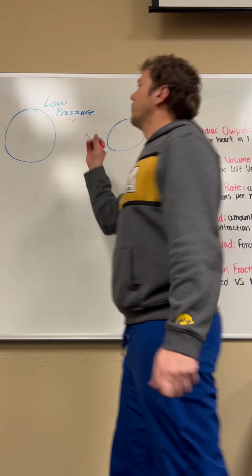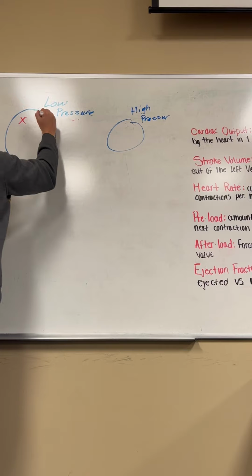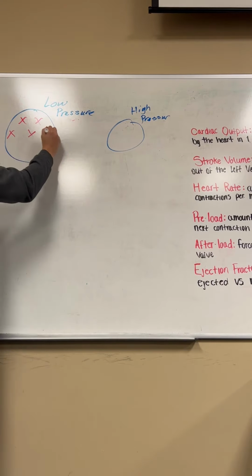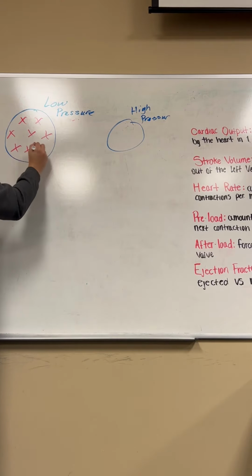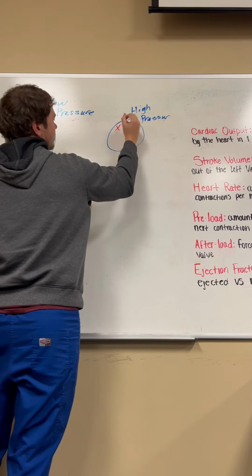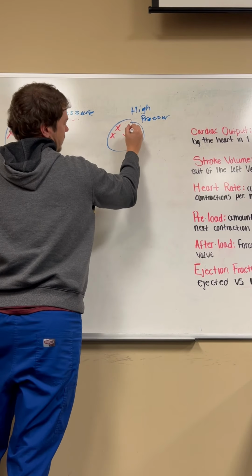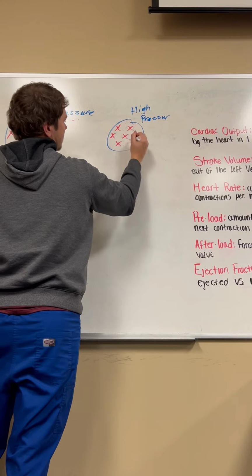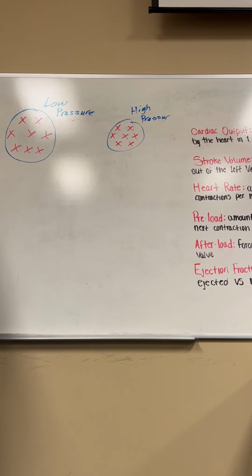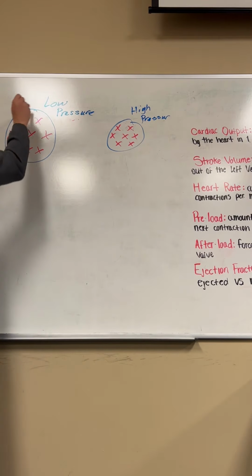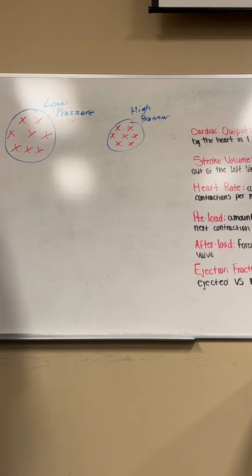All right, so we have our blood in this low pressure system. We got the same amount of blood in this high pressure system. Since we have the same amount of blood, but it's in a higher volume or bigger area, it's gonna have less pressure.